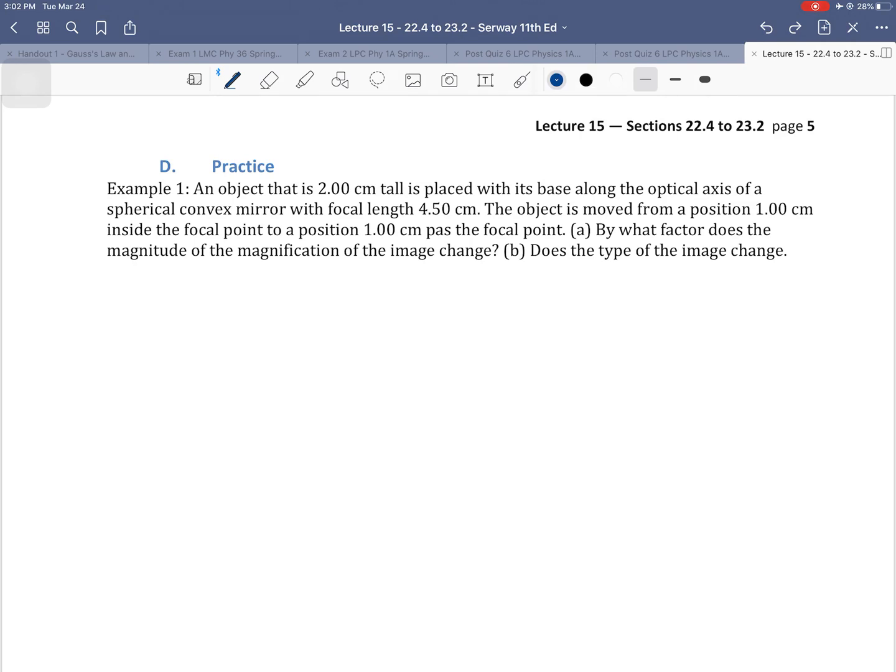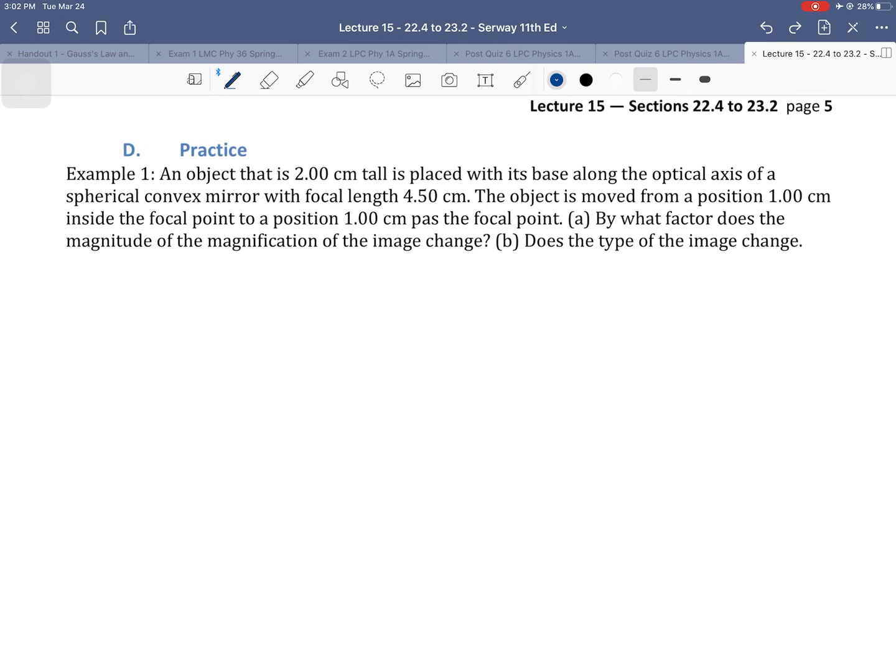So we're going to look at example 1, where we have a spherically convex mirror. This is a mirror that is curved outwards. We're told that an object is 2 centimeters tall and it's placed with its base along the optical axis of a spherical convex mirror. We're given its focal length of 4.5 centimeters. And then the object is moved from a position of 1 centimeter inside the focal point to a position 1 centimeter past the focal point.